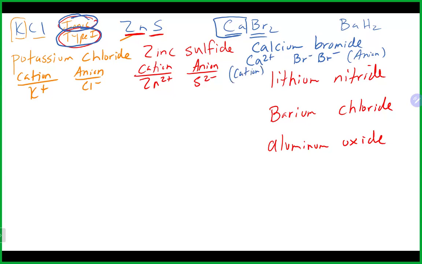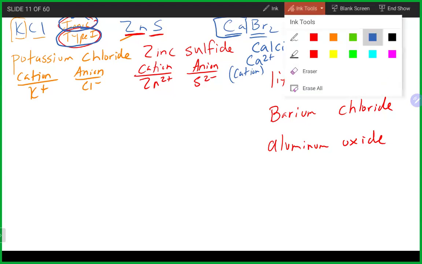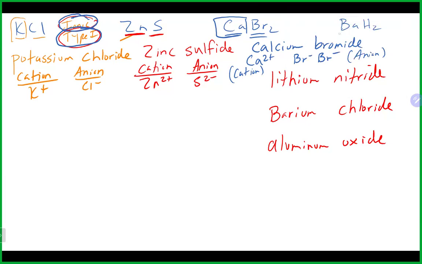Any questions on those so far? Lastly, there in the corner, we have barium, which is a metal. Hydrogen, remember, is actually a nonmetal. So in this case, that is also going to be ionic. Barium, which is group 2, has a fixed positive charge, which means it's type 1.